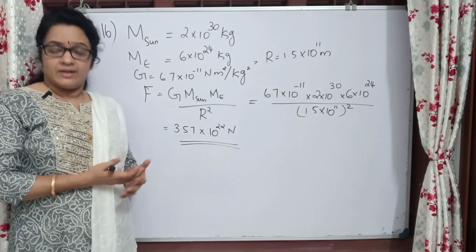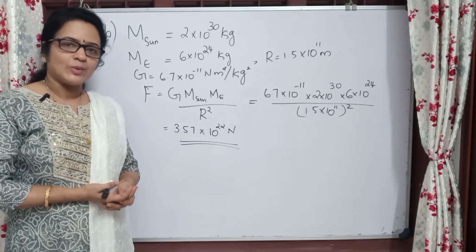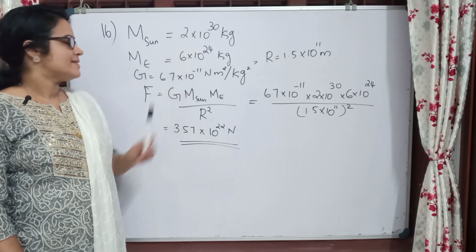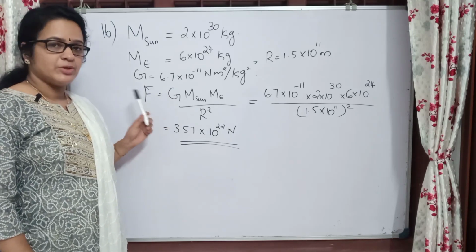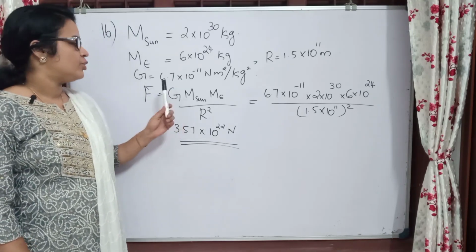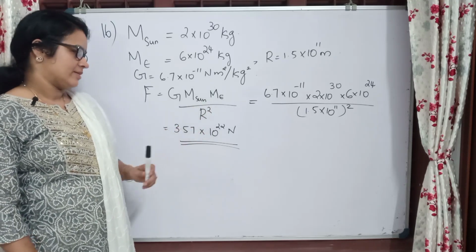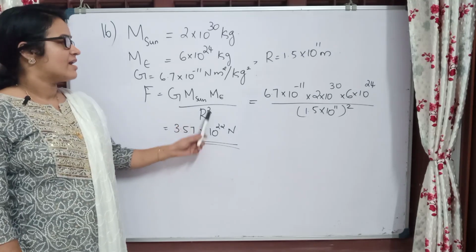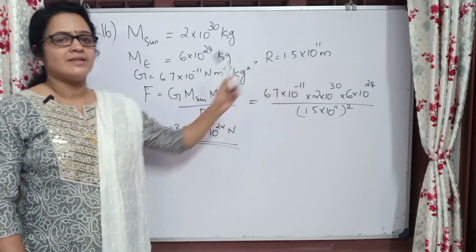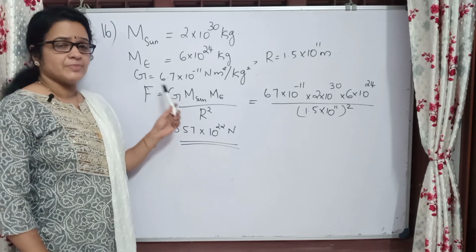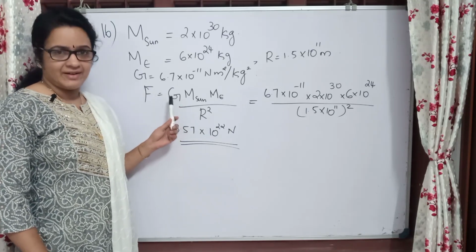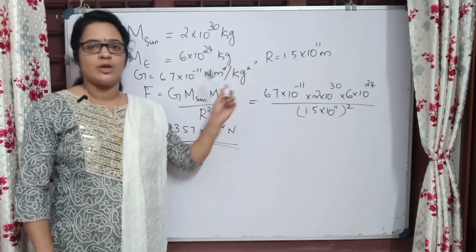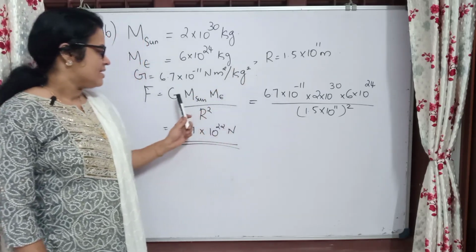Yes, by using universal law of gravitation, we can calculate the gravitation between these two, that is earth and sun. So which equation can be used? F is equal to G m1 m2 by r square. So here we have mass of sun and mass of earth divided by r, the average distance between sun and earth. So we can substitute the value. G is the universal gravitational constant, that is 6.7 into 10 raised to minus 11 Newton meter square per kilogram square. So that value we can substitute here.